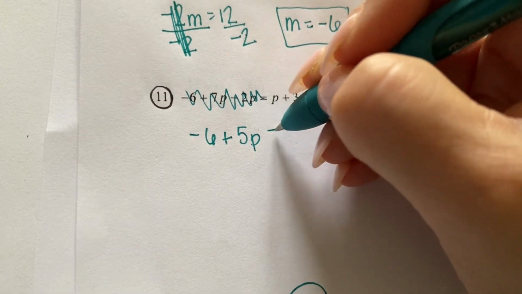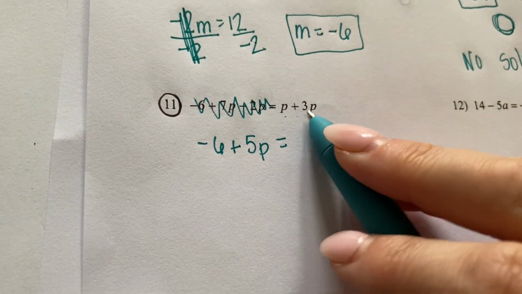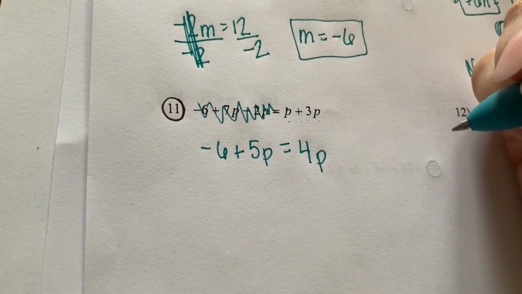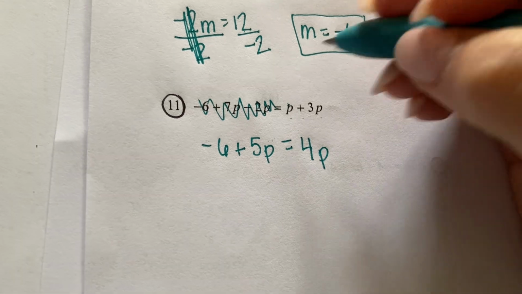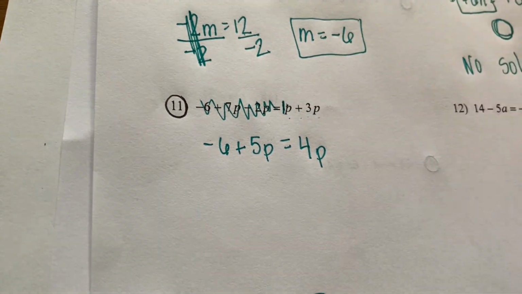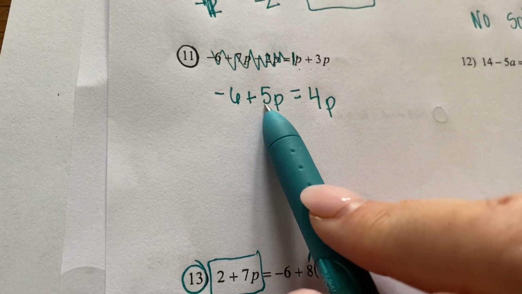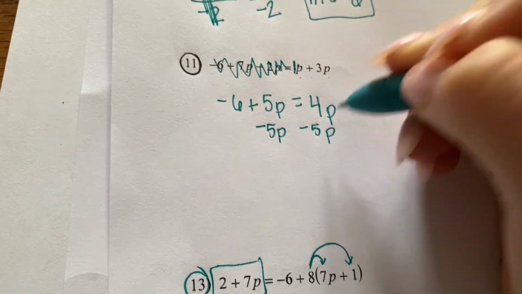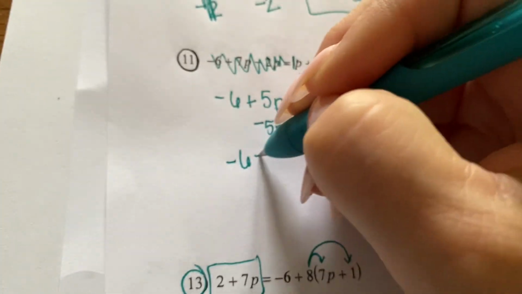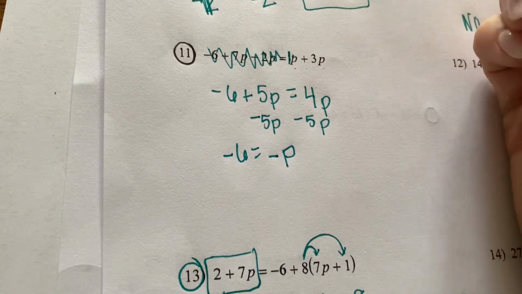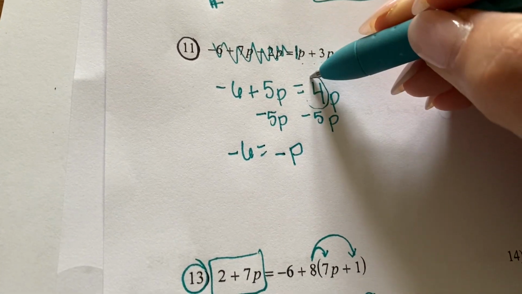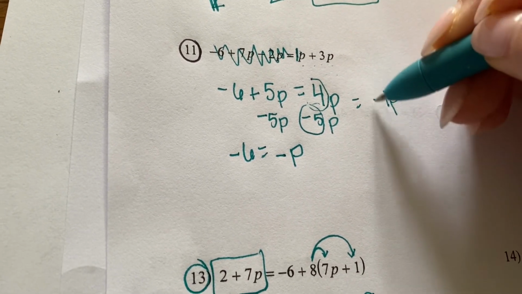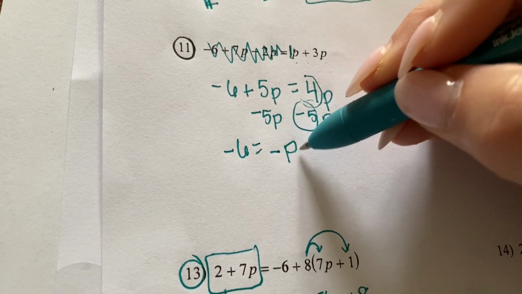All right. P plus 3p is 4p. Remember, there's a 1 right there. Now, I'm going to bring this 5 over here, subtract 5p, subtract 5p. I get negative 6 equals negative p, because positive 4 minus 5 really is a negative 1. So it's negative 1p, but this is how you would write it.